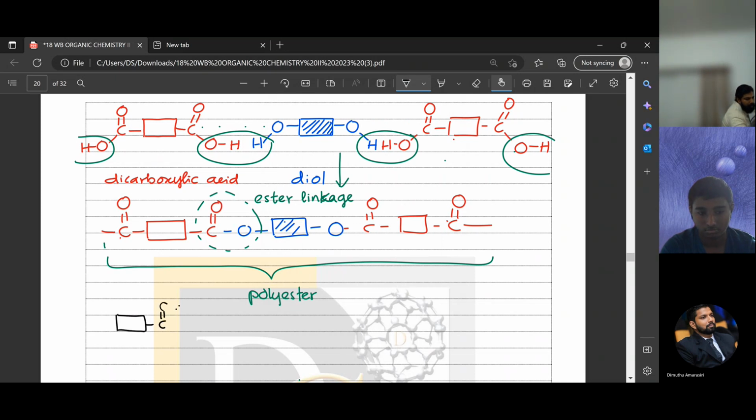This is a dicarboxylic acid. It's not a carboxylic acid. You must have a dicarboxylic acid. This is a dicarboxylic acid.